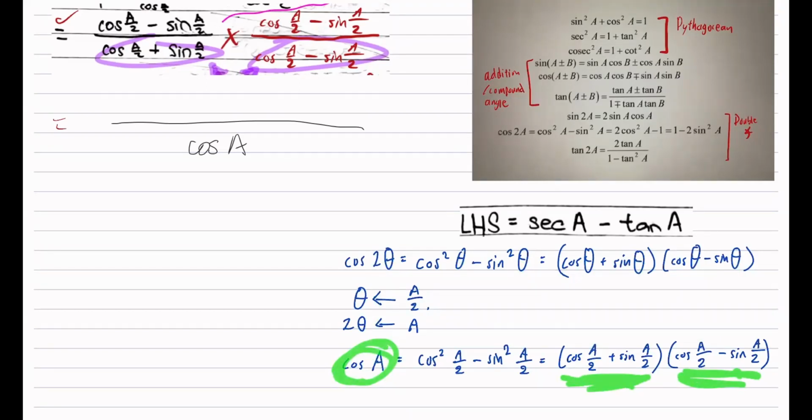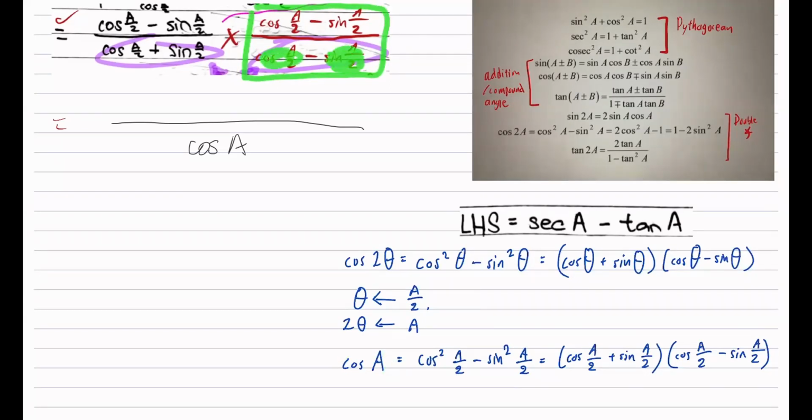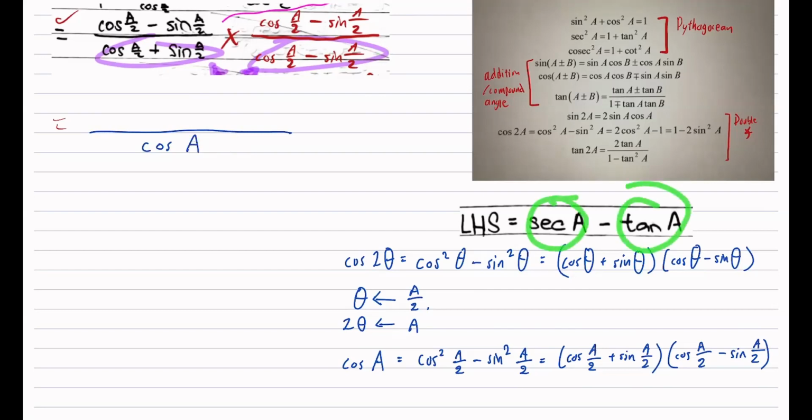Because we see that it will become cosine a when you take the sum multiplied by the difference, also known as the conjugate. That's why exactly at the second fraction here, I decide to multiply top and bottom by cos a over 2 minus sine a over 2. I want the denominator, so I can multiply with the other denominator to get the cosine a. That's my objective, so that I can link it to secant a and tangent a.